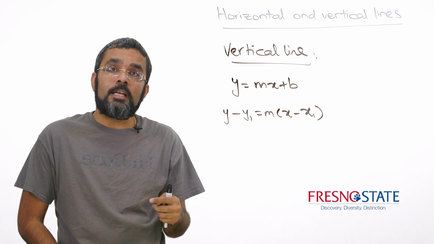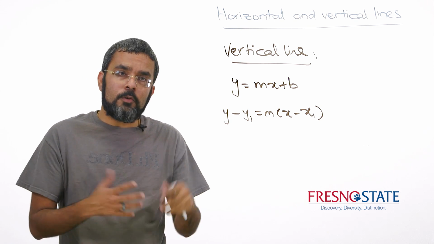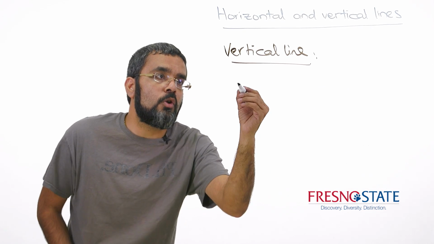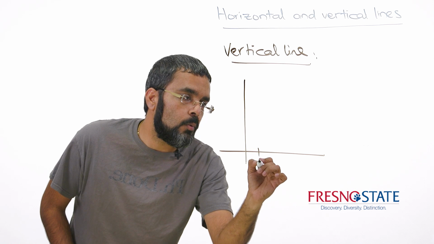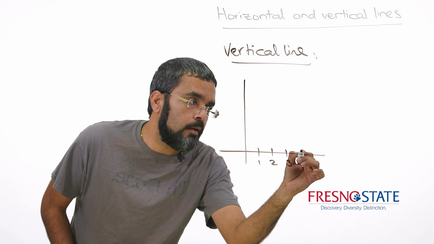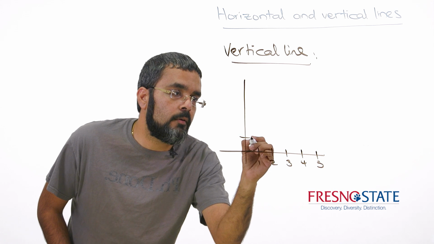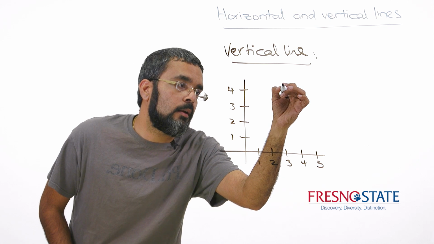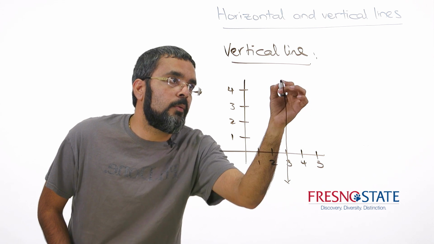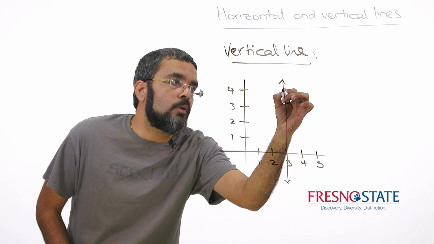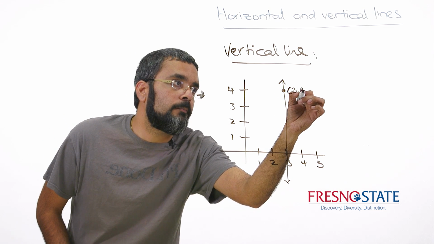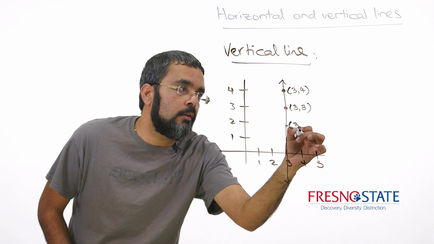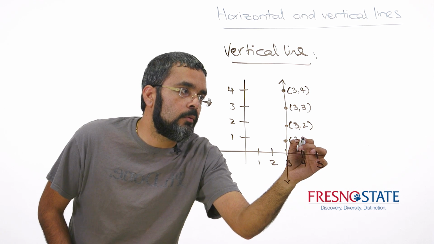So how can I figure out what is the equation of a vertical line? So we sort of do what we did for horizontal lines here. So let's go ahead and draw a vertical line, right? So let's say this is 1, 2, 3, 4, and 5. 1, 2, 3, 4. I'm going to draw my vertical line over here through the point 3, right? Now let's look at points on this line. So this is going to be 3, 4. This is going to be 3, 3. This is going to be 3, 2. This is going to be 3, 1, right?